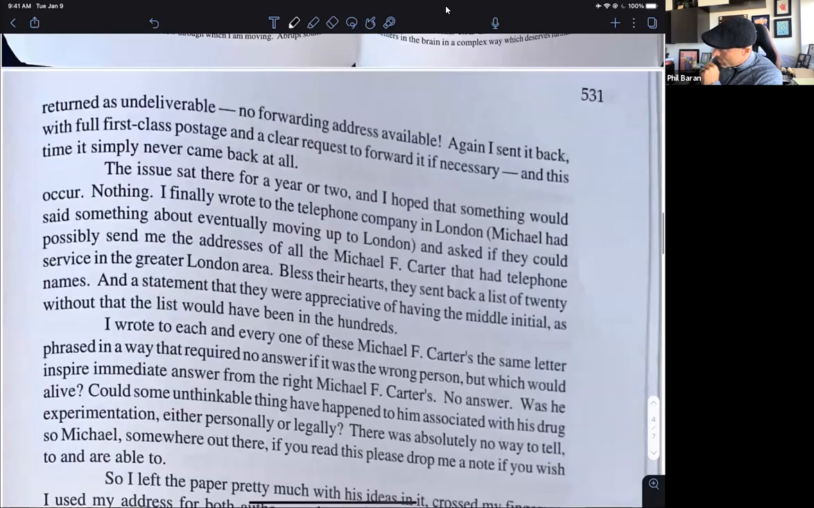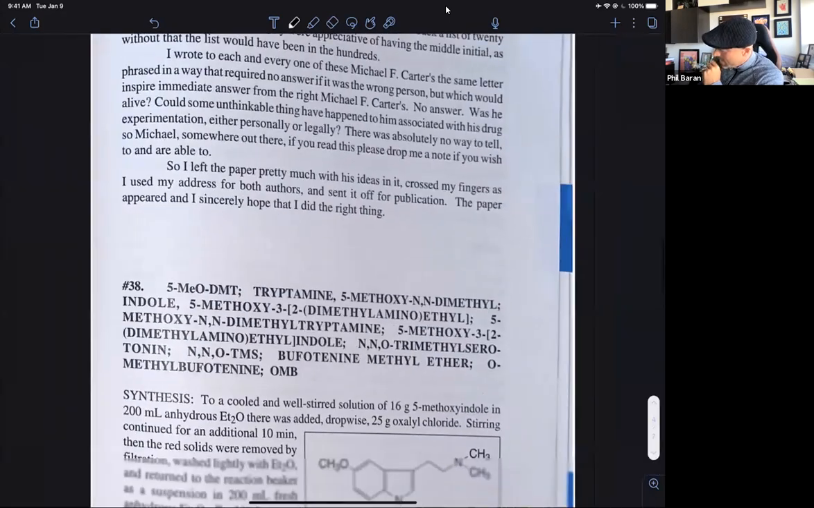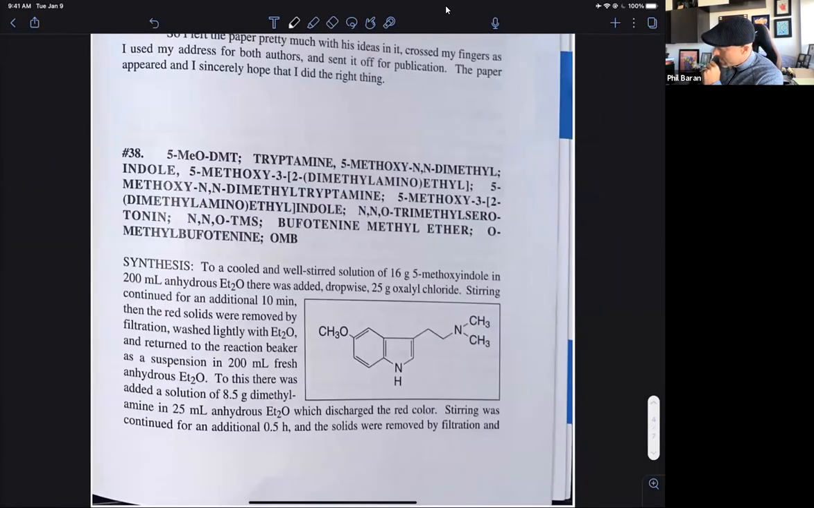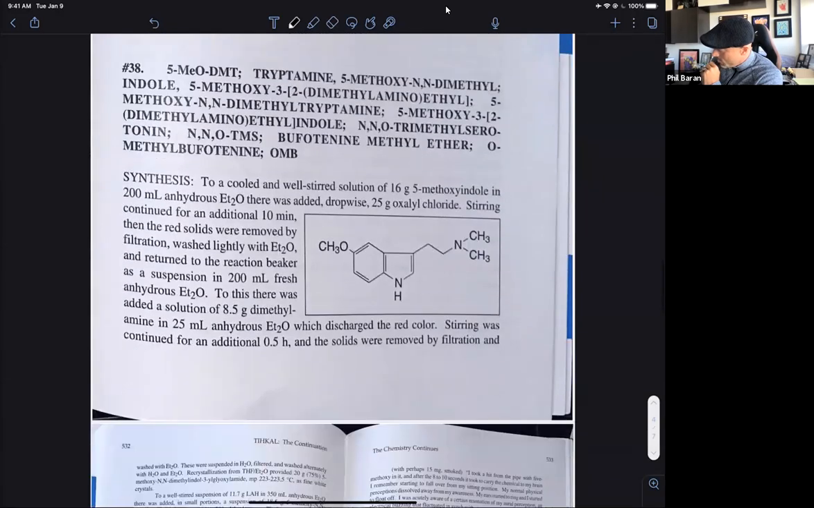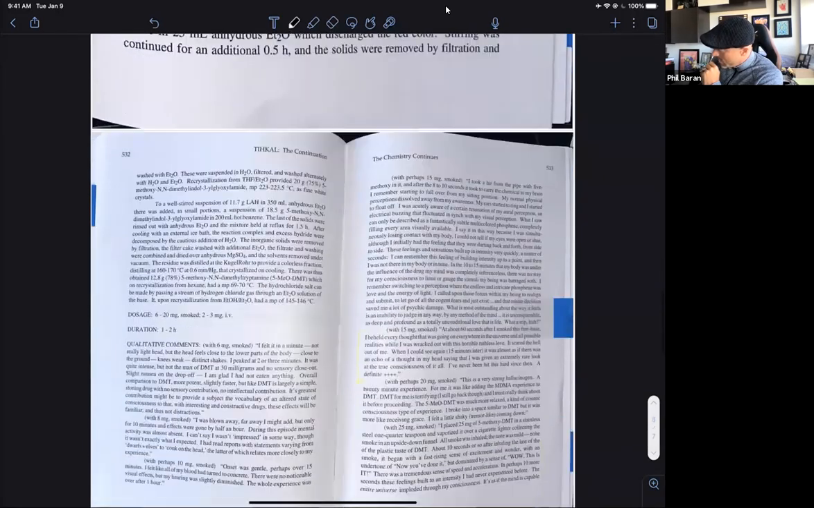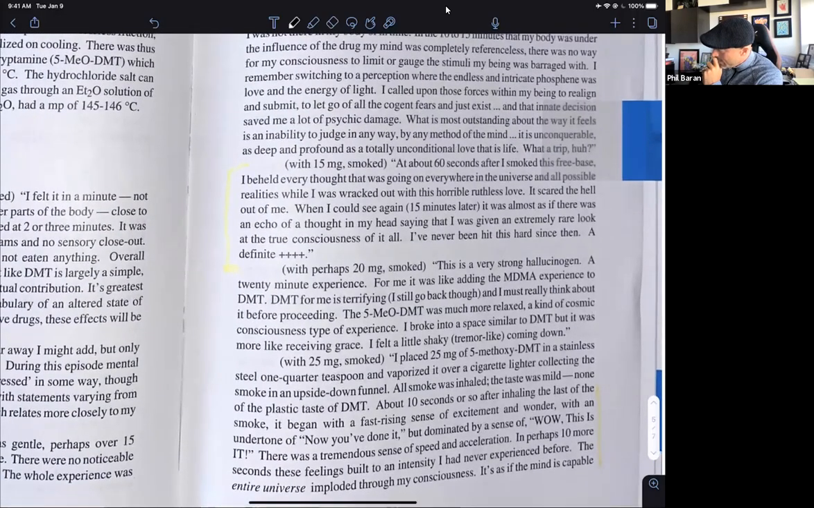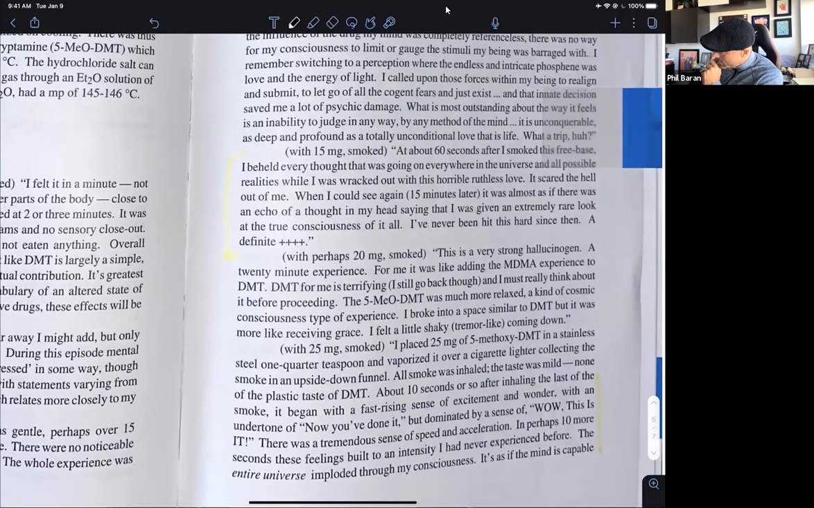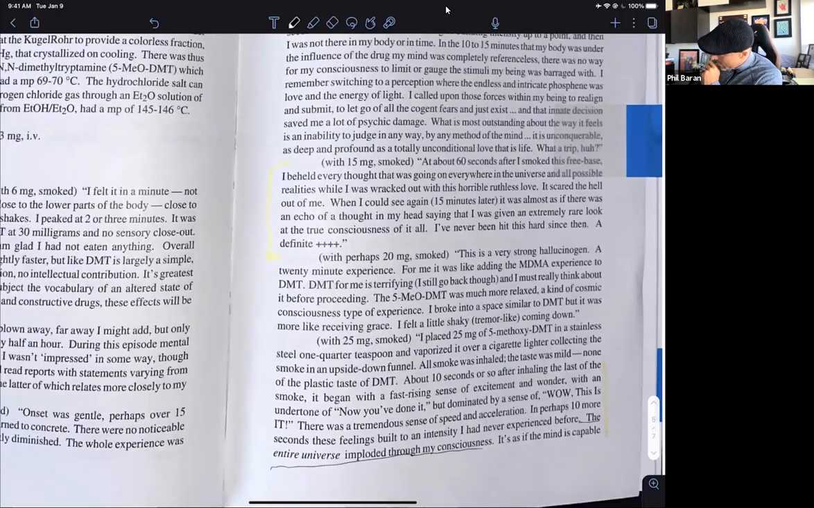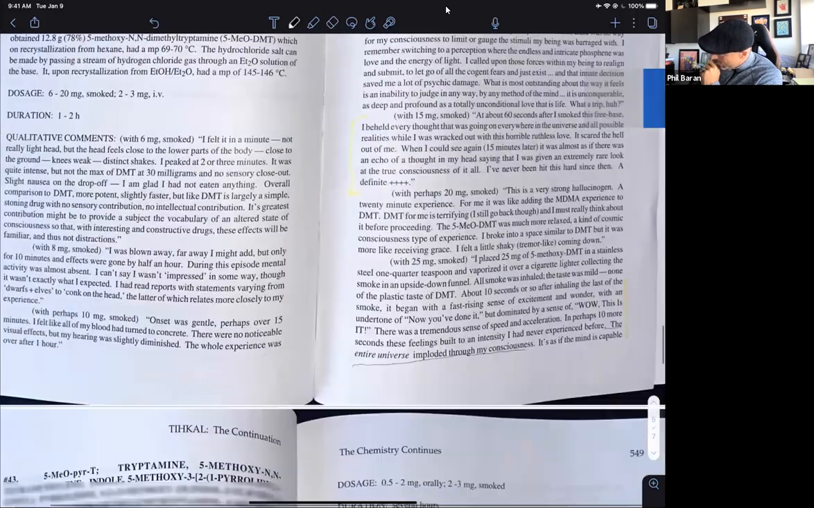Here's another famous one, 5-MeO-DMT. This is one of the most famous psychedelics out there. And the whole prep is given along with a lot of studies on what this thing can do. And you can read a little bit of this if you want. Apparently the entire universe imploded through his consciousness when he tried some of this stuff. So some quite remarkable findings.